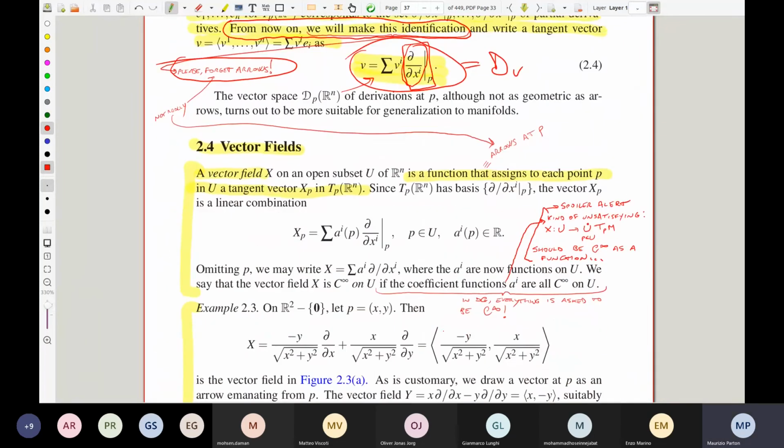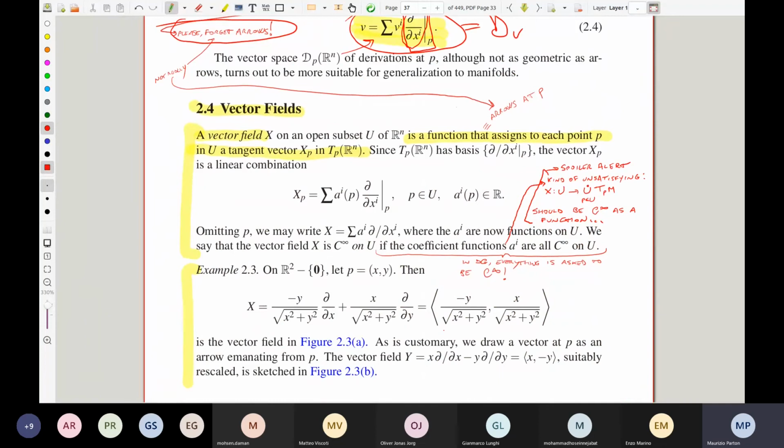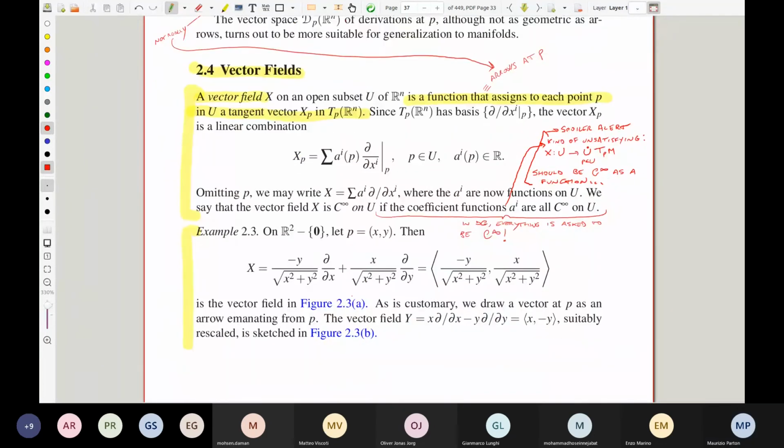What is a vector field, and what's the time actually? 20 to 4. It's very, very slow. Sorry, maybe we're interrupting you. No, it's that.